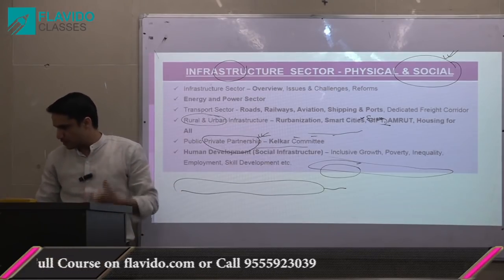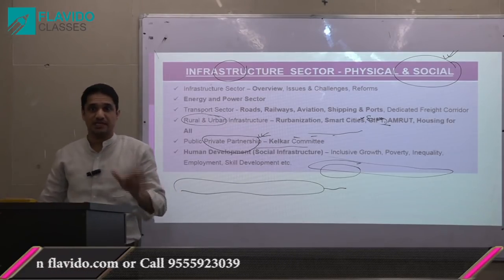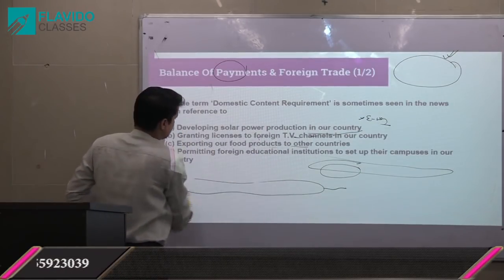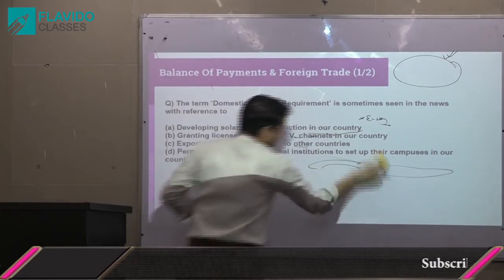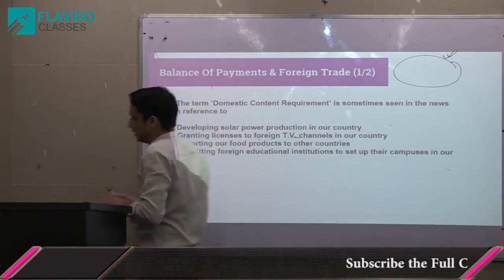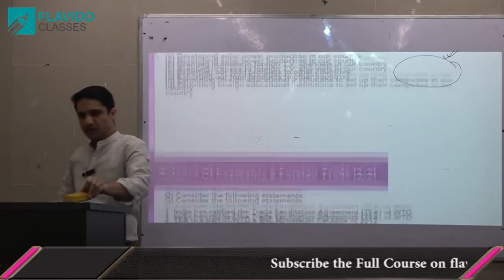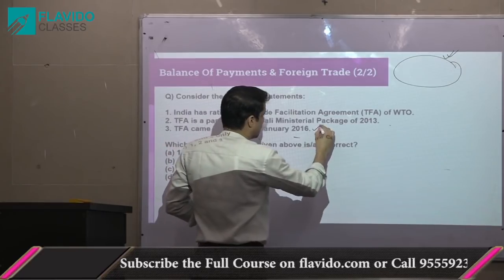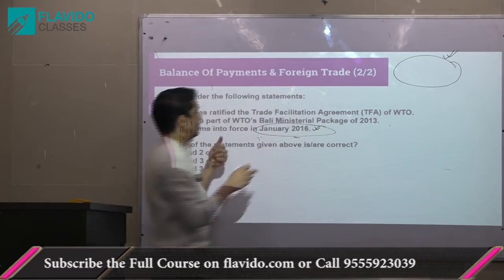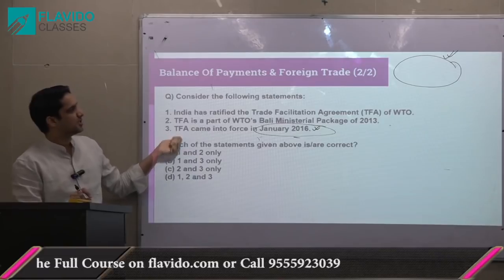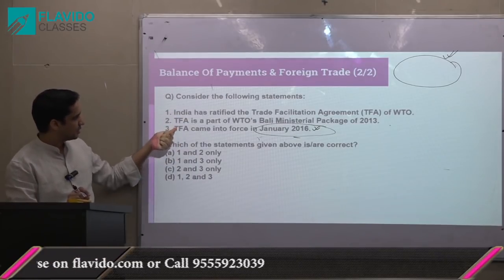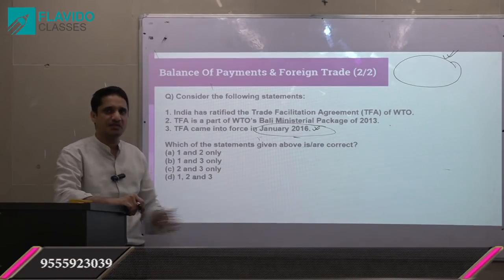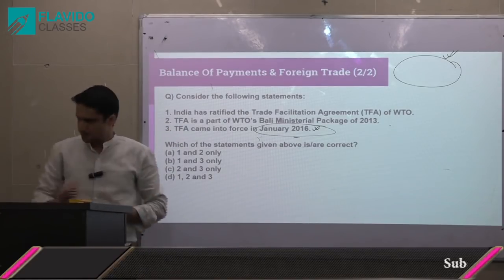Next, let's discuss how many questions UPSC asked from all these topics in 2017 alone. From balance of payments, they asked roughly 2 questions. One was a domestic content requirement related question, and the second was about the Trade Facilitation Agreement, which is related to the WTO. Here the majority of students were not able to recall the third statement. The first and second were simple statements, but the third was a major statement. So here comes the relevance of current affairs components being dovetailed with the static portion of your knowledge.